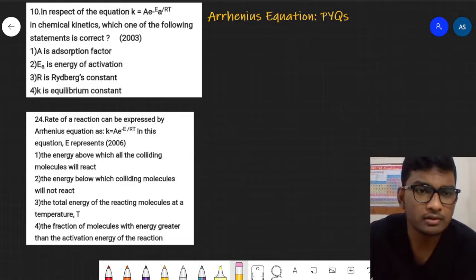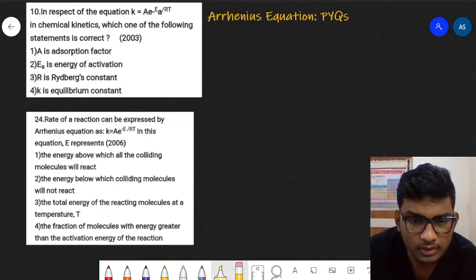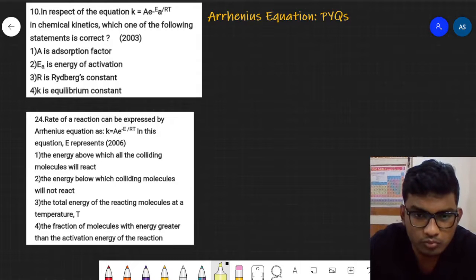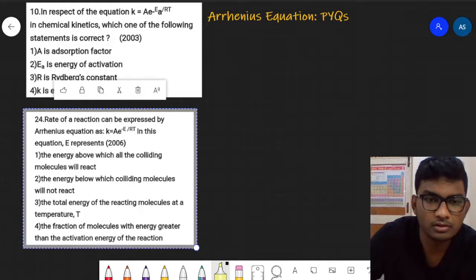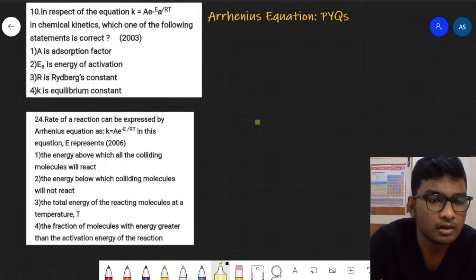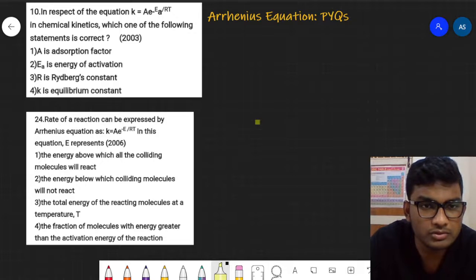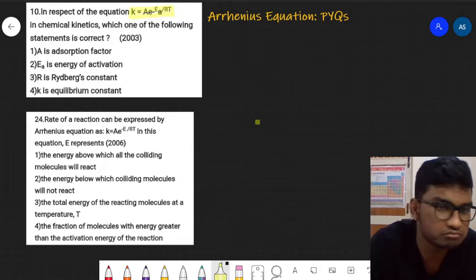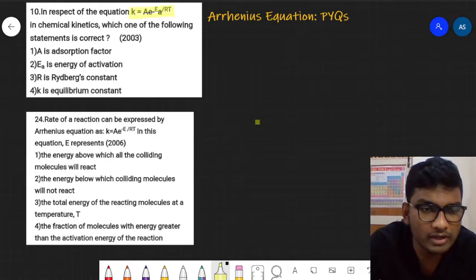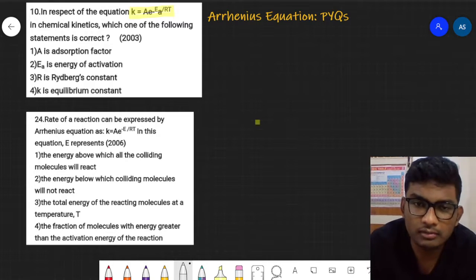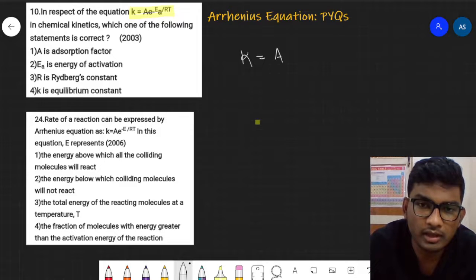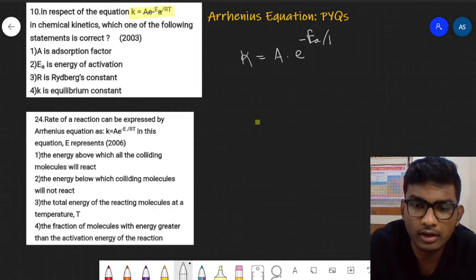So in the first question, what is he asking? He has already given us the Arrhenius equation, so you don't have to think about it. In chemical kinetics, which one of the following statements is correct? I have already told you that K equals A e to the power minus EA upon RT. Which of the following is the correct one?